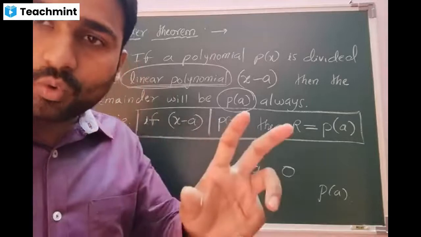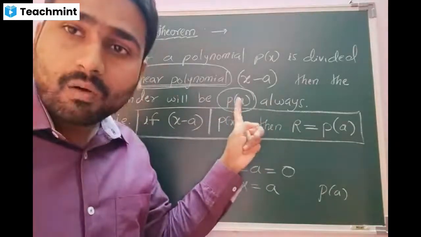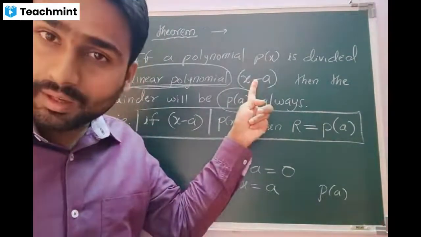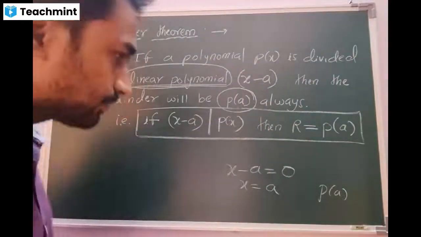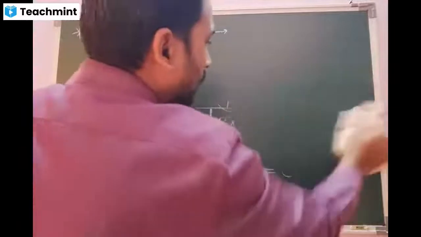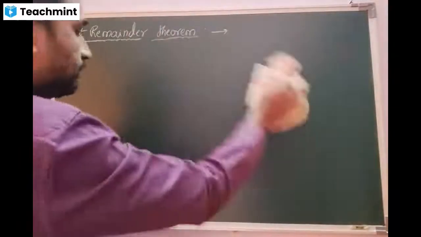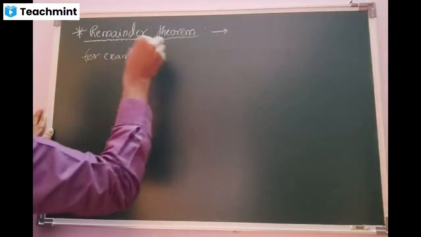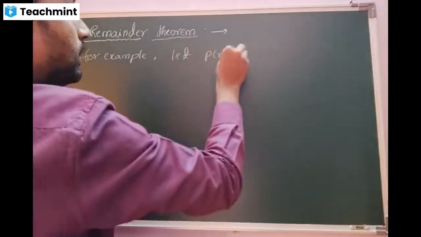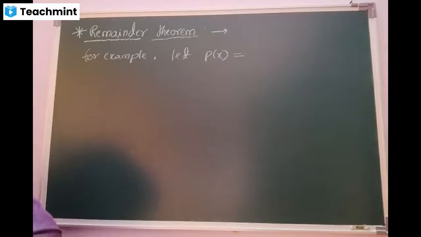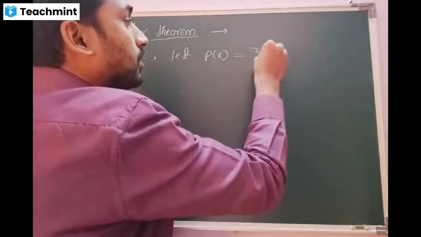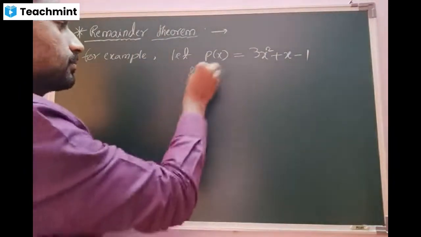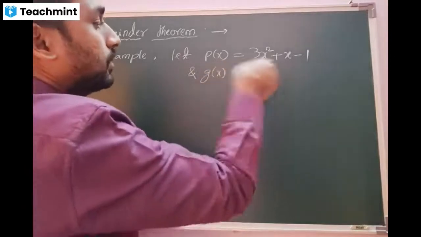This is important, beta. This is very important. P of a is nothing but the solution, the zero of the given linear polynomial, which we have taken as a divisor. Got it? Let us take one example to understand the same. For example, let p of x be equal to 3x square plus x minus 1 and g of x is equal to x plus 1.